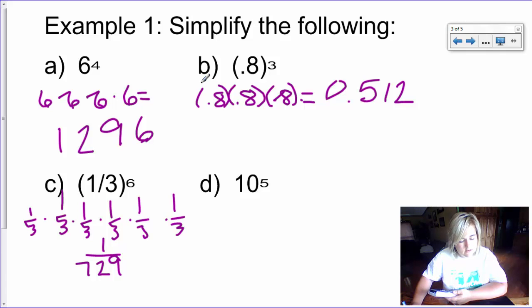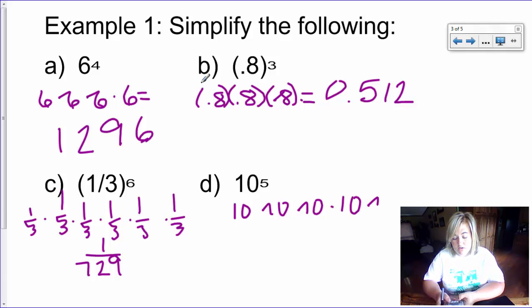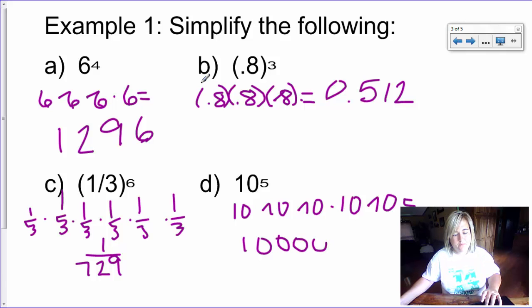And finally, on D, we have 10 to the 5th power. So we know that that is 10 times 10 times 10 times 10 times 10. You can punch that into your calculator if you need to, but you should also realize that if we have a 10 to whatever power, our answer is going to be a 1 with that many zeros behind it. So 1 with 5 zeros, make sure you show me your comma.